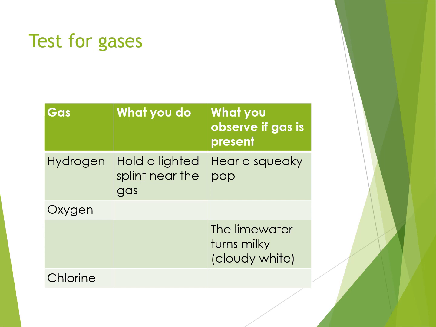The test for oxygen is relighting a glowing splint. A glowing splint is a splint that has got fire in it, but what you do is you blow the fire out and it's got an orange head, so that's glowing. If you put it back in the test tube that's full of oxygen, it relights again.